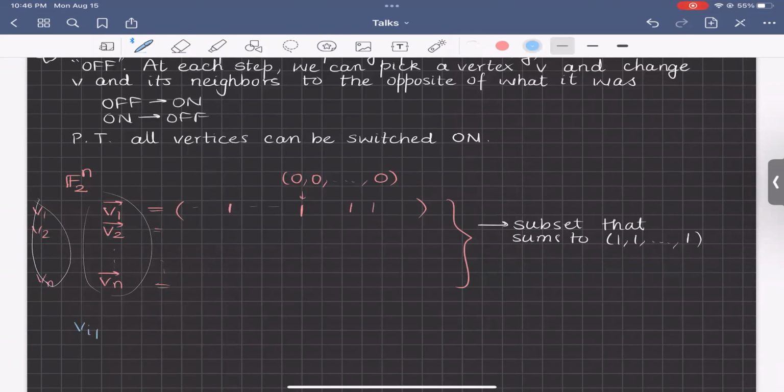Let me write that. So the vertices are from 1 to n, right? That's better. So Vij is 1 if j equals i or j is a neighbor of i.